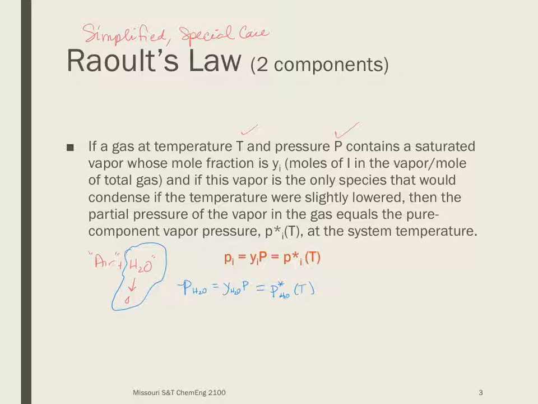Now, this is good for the water. It's not true for the air. It's only going to be true for the one that can condense, that will form this little drop of liquid. And it doesn't need to be air and water. It can be any number of systems. But if I have only one that can turn into a liquid, Raoult's Law is an easy way to describe the system.